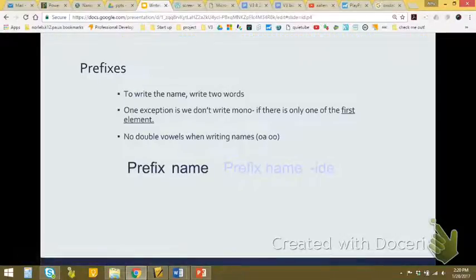So to write the name, you have to write 2 words. The one exception is that you don't write mono if there's only one of the first element. So whatever element comes first, if there's one of it, you just name it off the periodic table. And you kind of avoid double vowels when you write out the names. So you write a prefix and a name, and then a prefix and a name, and the ending ide.